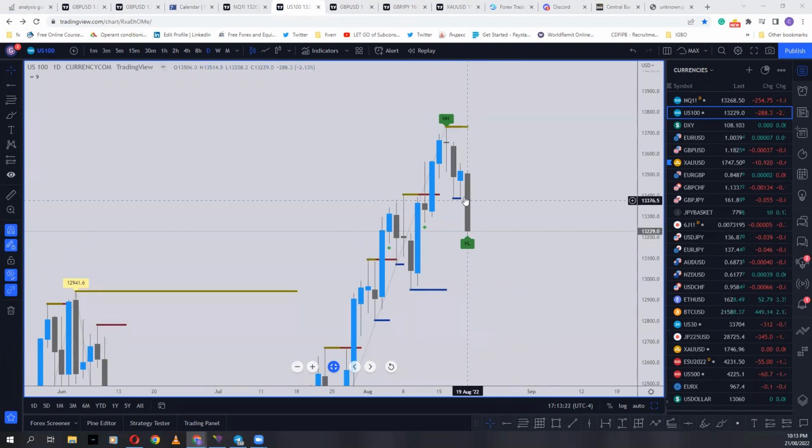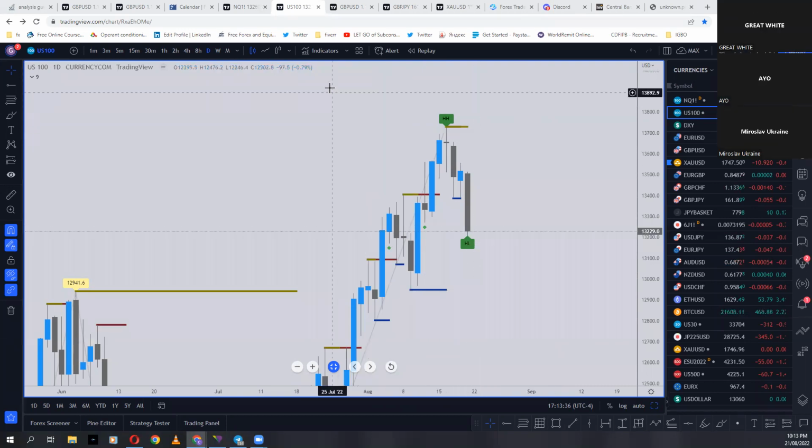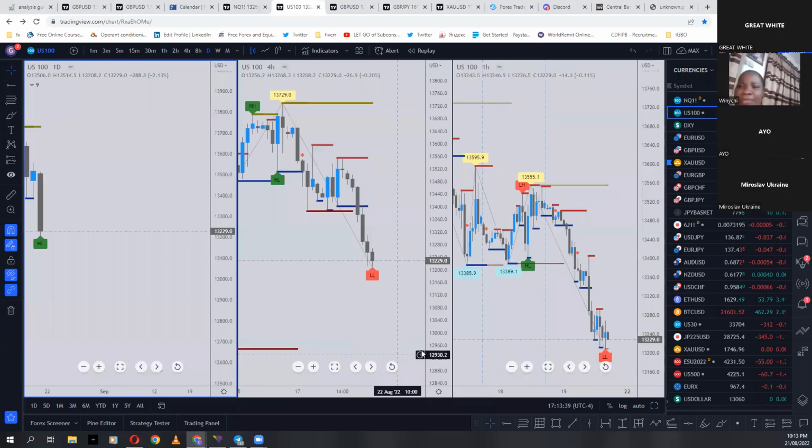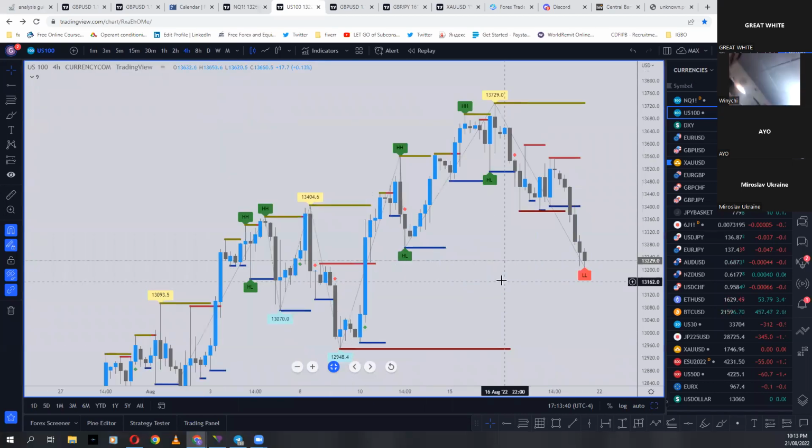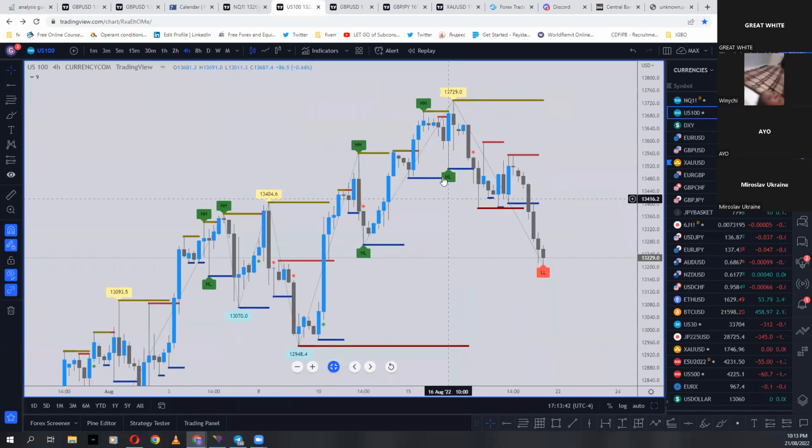Thank you. So we have a short-term break here. But if you look at where price is at this imbalance between here and here, this might just be a move to rebalance and continue higher. Be it as it may, let's go down to the 4 hour. The 4 hour is basically on the downside.